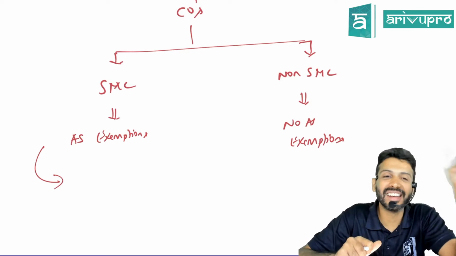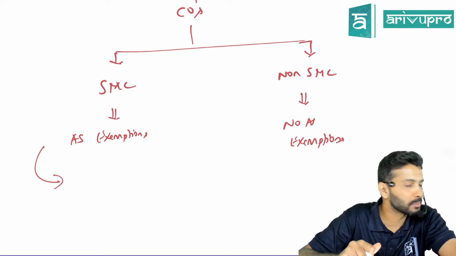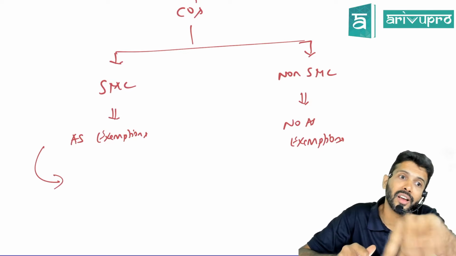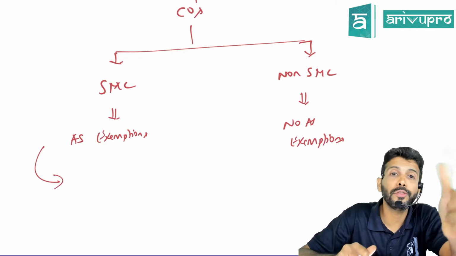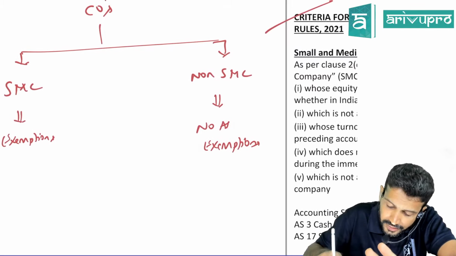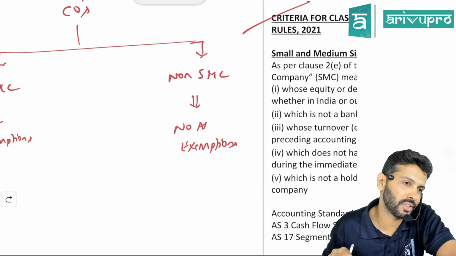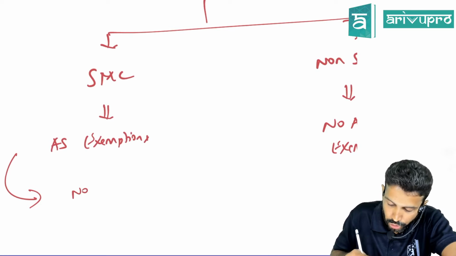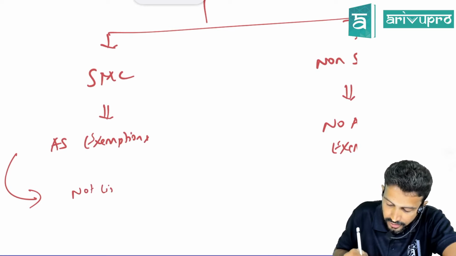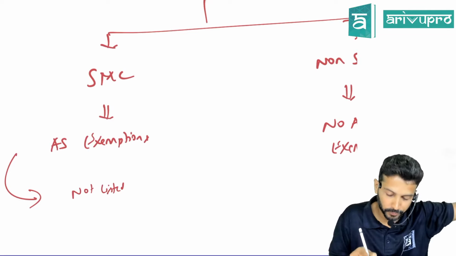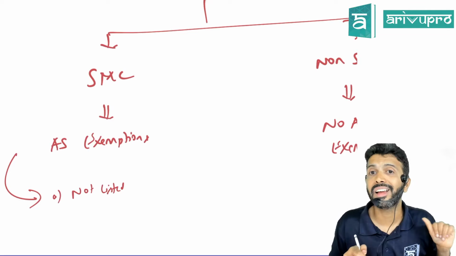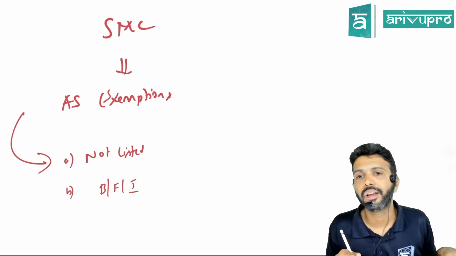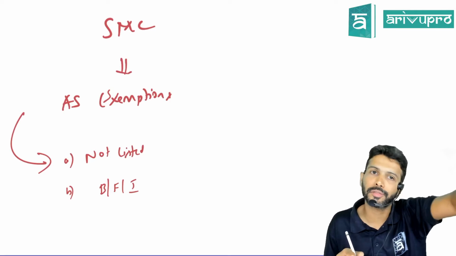Perfect. All listed companies, listed entities come under level 1. Already listed or yet to be listed? Yet to be listed also comes. India or abroad. Equity or debt. So if you are a listed company, automatically you are a non-SMC. Maybe we'll write the criteria for SMC. If you want to call yourself an SMC, you should not be listed in India or abroad, equity, debt and all that. This is the first criteria for you to be an SMC. You should not be listed. Second, you should not be a bank, a finance company or an insurance company.